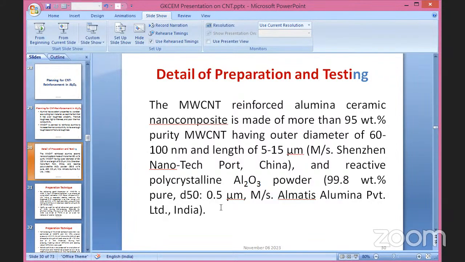So CGCRI has procured, and in fact at our college some people have also procured, these carbon nanotubes from the same company to do some other works. It also procured reactive polycrystalline alumina powder, which is 99.98% pure, with a diameter in the range of 0.5 micron, from Almatis Alumina Private Limited, India. So these are the basic materials procured from these two companies.